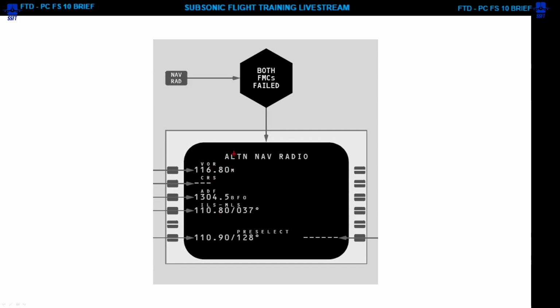Or any VOR that you want is going to have to be manually tuned. And of course, ADFs are manually tuned anyway, so no change there. But the VORs were automatically tuned and the ILS is automatically tuned. Well, that's not available anymore when both FMCs have failed. You can still use the pre-select line, nothing wrong with that.